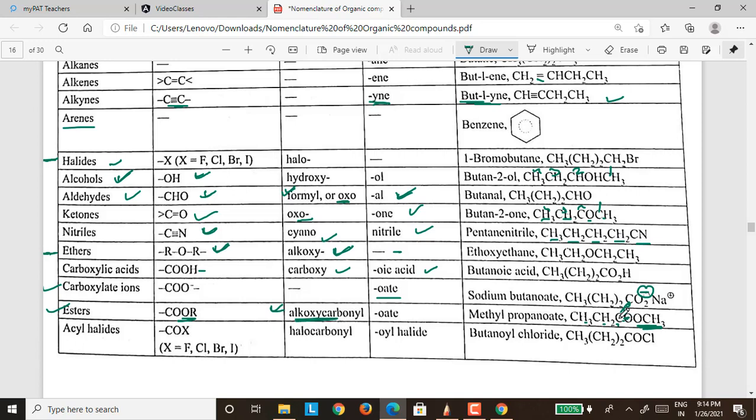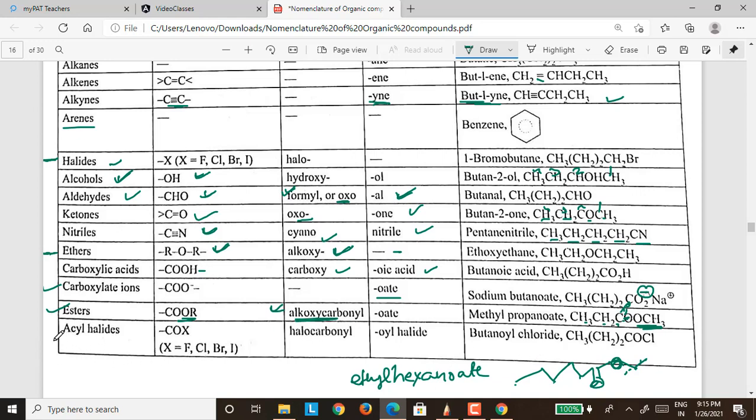Suppose you have an ester like this, with a double bond O. Here there are two carbons after the oxygen, so this is known as ethyl. The carbon after the oxygen is named first, so ethyl. Then 1, 2, 3, 4, 5, 6, so hexanoate. Ethyl hexanoate. In ester this name will come.